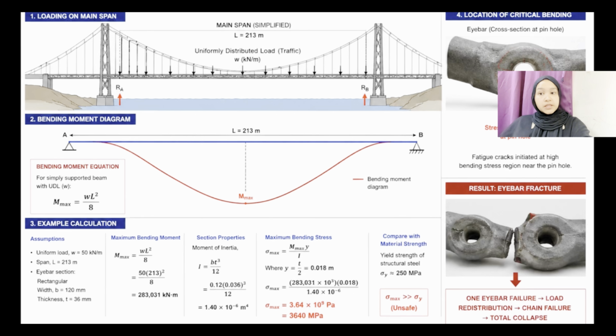Therefore, the combination of a large bending moment, excessive stress, and stress concentration played a significant role in the failure of the eye-bar and ultimately contributed to the collapse of the Silver Bridge. Now that we have looked at the calculation and the analysis, I will hand it over to the next presenter to explain the bending curvature.